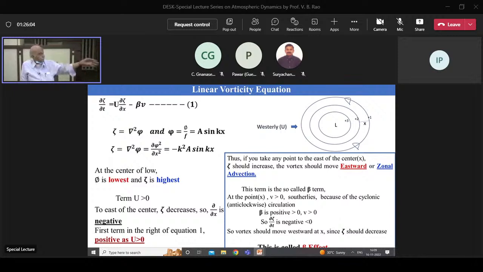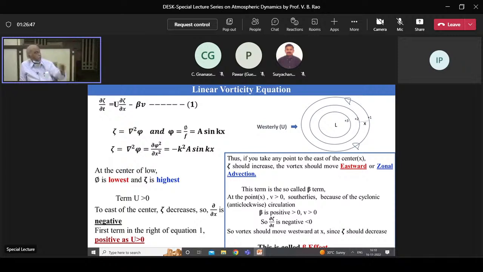So if you take the first term on the right, positive u, then if you take any point to the east of center x, zeta should increase. Is it not? Zeta should increase. The vortex should move eastward. Is it not? You see, u is positive. If you take any point to the east of x, to the east of x, I think there is negative.